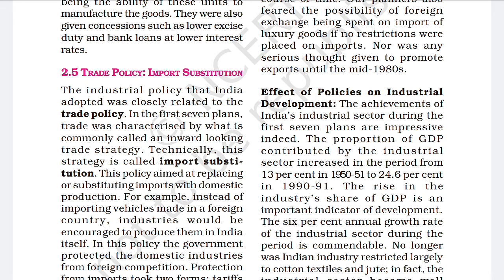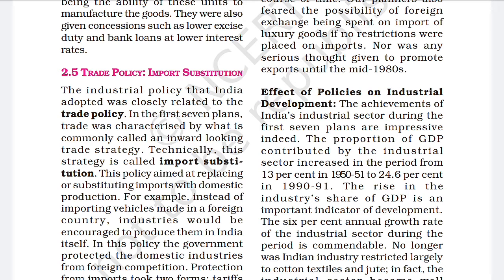Basically, in this particular topic, we have to learn about international trade, that is foreign trade. What are the major roles of foreign trade? What was the situation of foreign trade at the time of independence as well as after independence, and what are the major policies made for the trade purpose? So basically, in this topic, the major trade policy is import substitution. So we have to discuss that thing also.